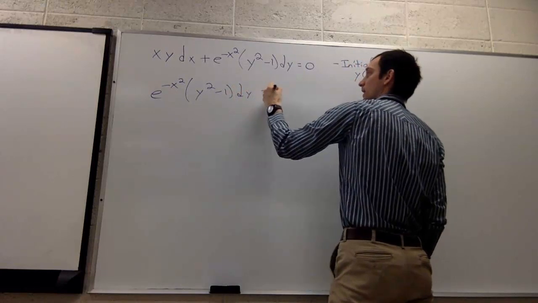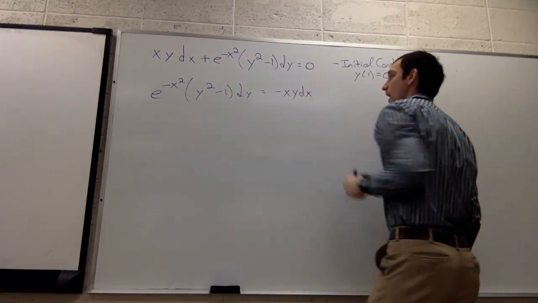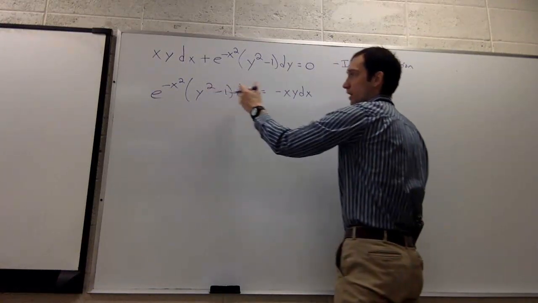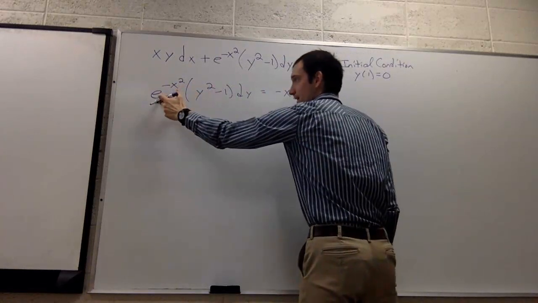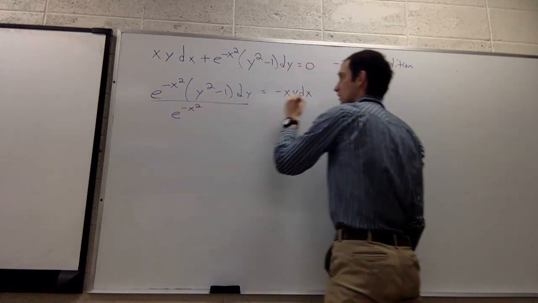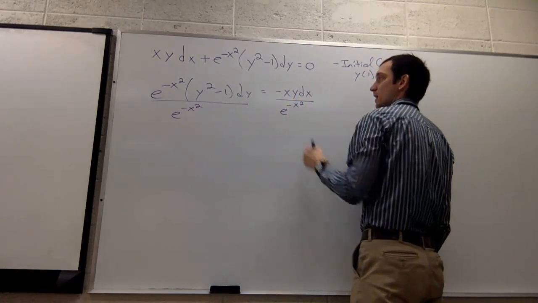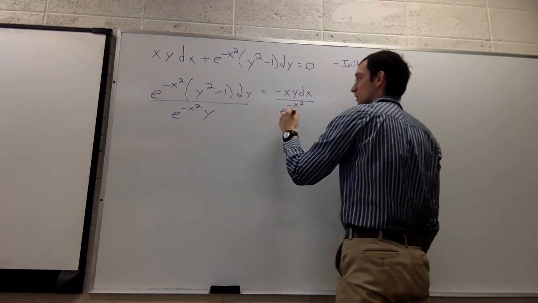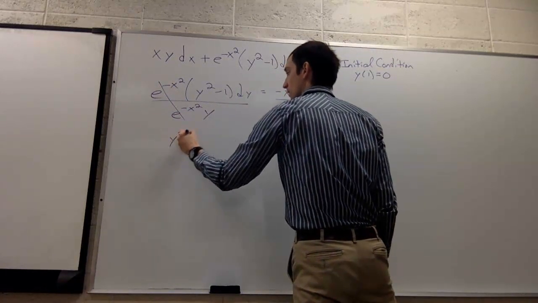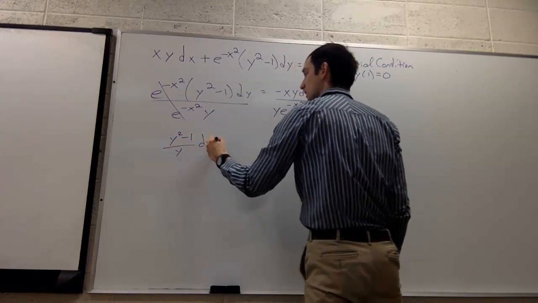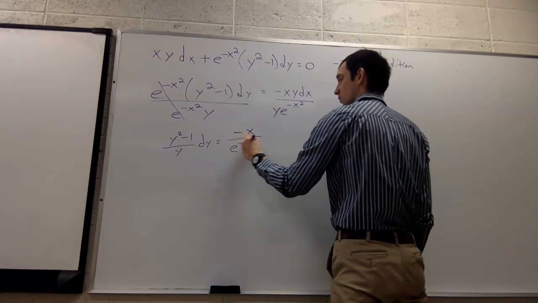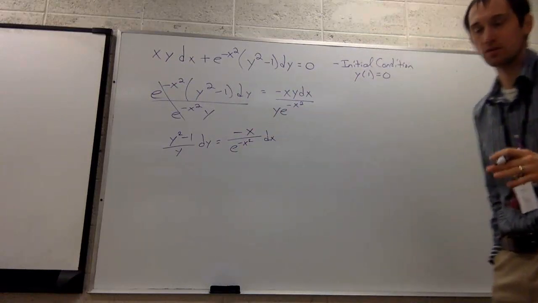So bringing that over, I got negative xy dx. And then I'm going to divide things across the equal sign. I've got to keep my y squared minus 1 and my dy over there on the left, but I've got to get the e to the negative x squared over here. So I can divide both sides by e to the negative x squared. While I'm at it, I can also divide the y over onto the left side, and that'll give me y squared minus 1 all over y dy equals negative x over e to the negative x squared dx. So now you've successfully separated your variables.